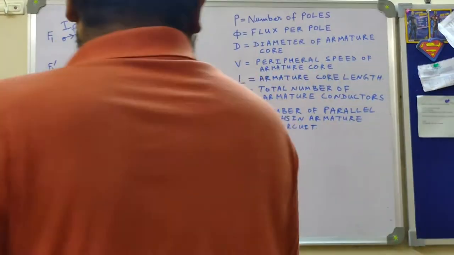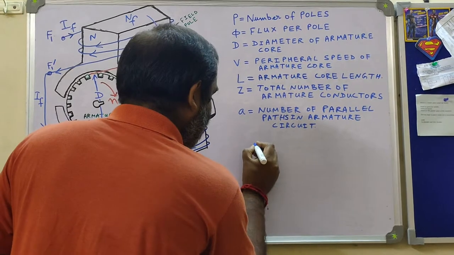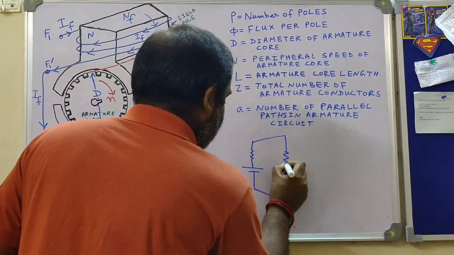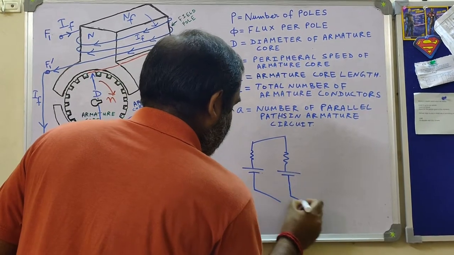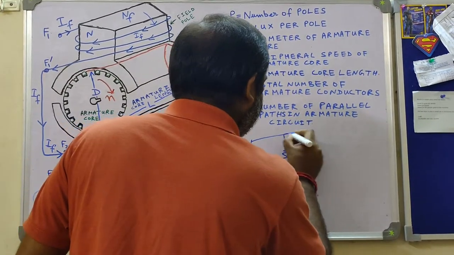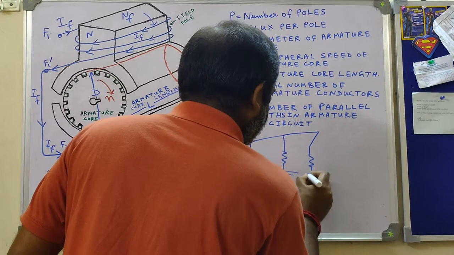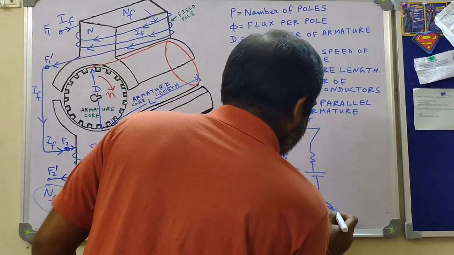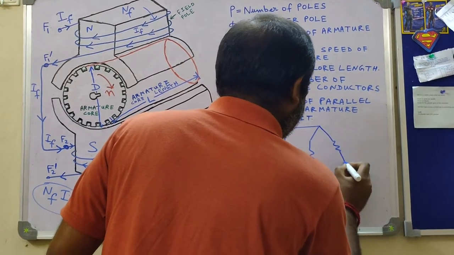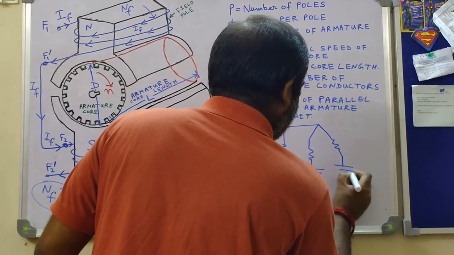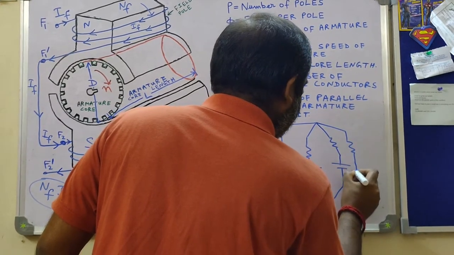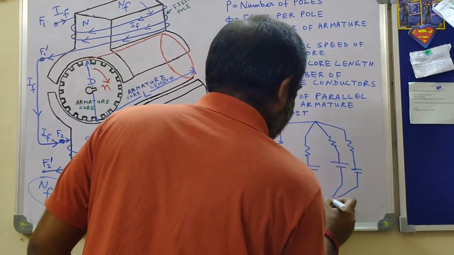For example, if you allow me, I will give you some examples so that it's easy to comprehend. Let's say what I am showing, I am representing each conductor by two things. What are the two things? Each conductor is represented by a resistance and an EMF source.